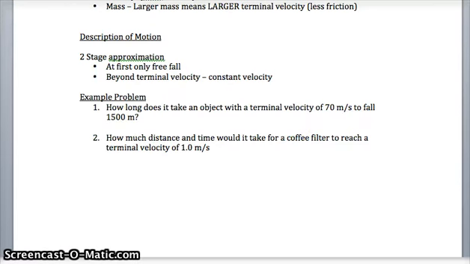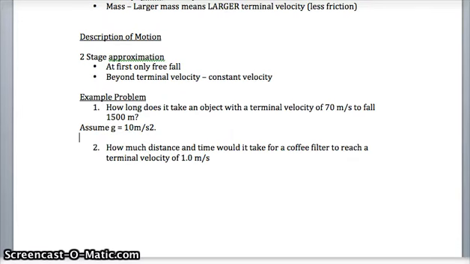Now, to help illustrate what that means, I thought I would do a couple of sample problems here, which I'll show you now. First of all, how long does it take an object with a terminal velocity of 70 meters per second to fall 1,500 meters? Now, I'm going to ask for these kinds of problems that you assume the acceleration of gravity is 10 meters per second squared. So that's our acceleration. And so there's two stages. In the first stage, the acceleration is equal to g.